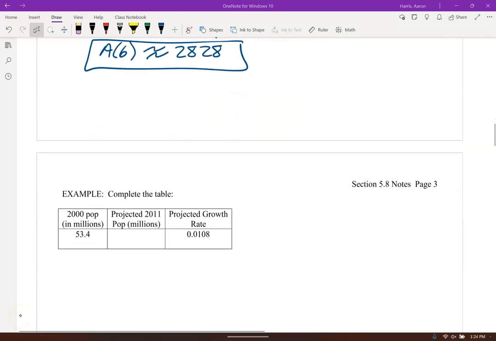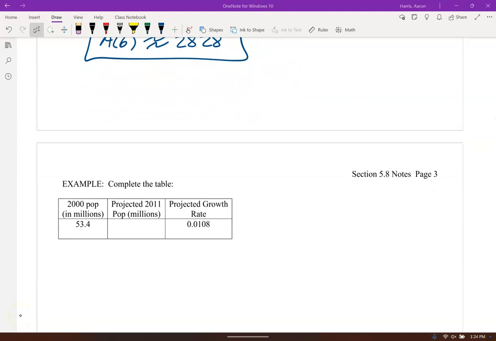All right, this next one's got a population. It's given to us in a table. And notice it shows in the year 2000, this is like year 0, there's 53.4 million people in whatever city this is. Tell us how many there are in 2011. Well, 2011 is how many years later? 11, exactly. And then it gives us the population growth rate. So here's our K, 0.0108. So let's go ahead and set this up.